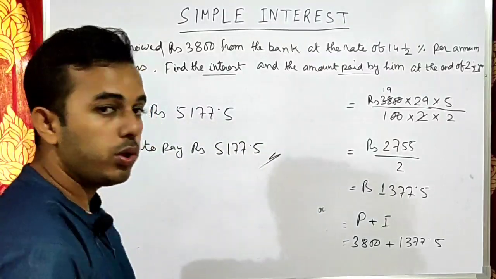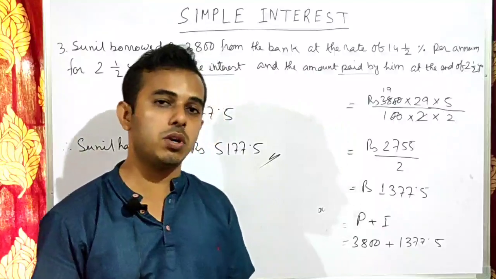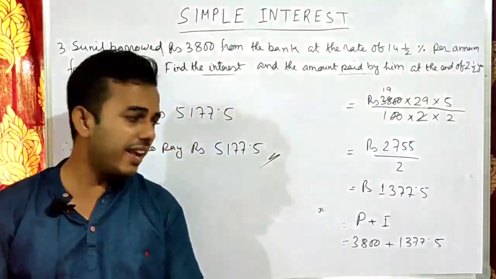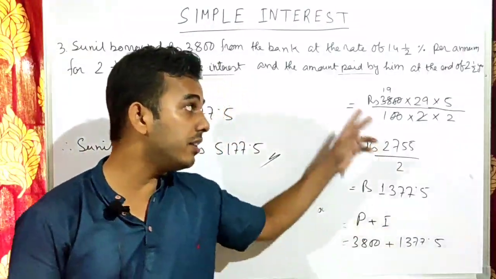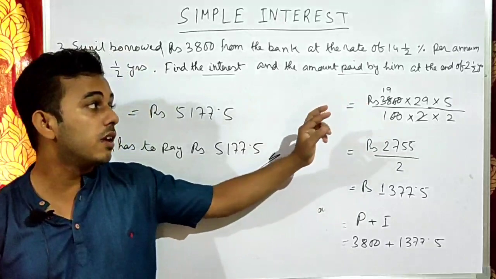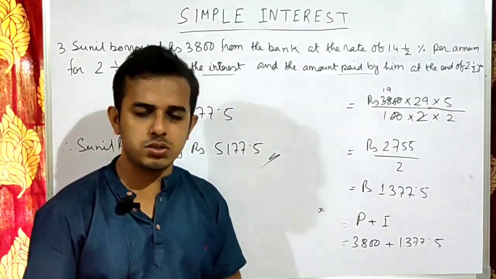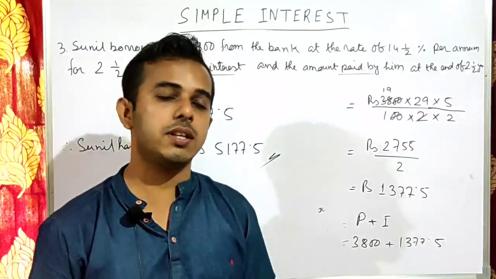So this is how you can solve any problem. The main thing is you just have to know the relations. If we have to find A, A is P plus I, and simple interest is P into R into T divided by 100. You just need to know these two relations and you can easily solve that exercise also.